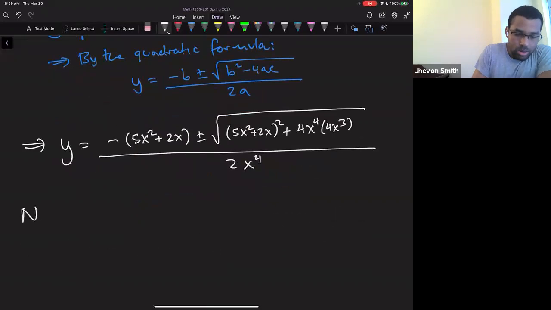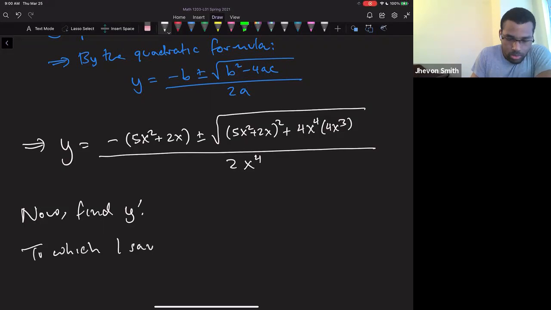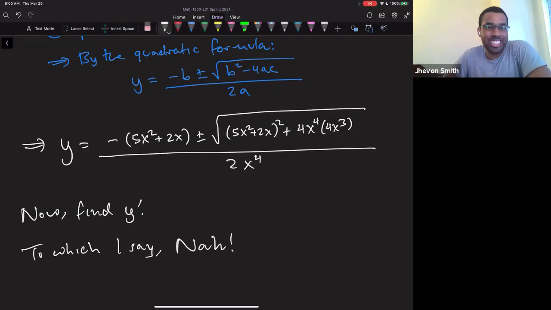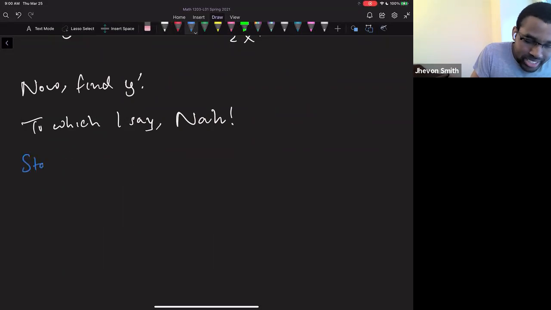So now find y prime, right? To which I say, nah, no, I'm not going to do that. It's not even fair for you to ask me to do this. Why would I want to find y prime in this situation? That's going to be a quotient rule with some crazy chain rule in it. No, just no. You can't get me to do this, right? So the standard way is not desired.